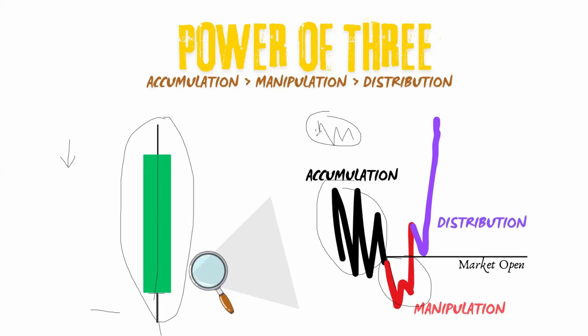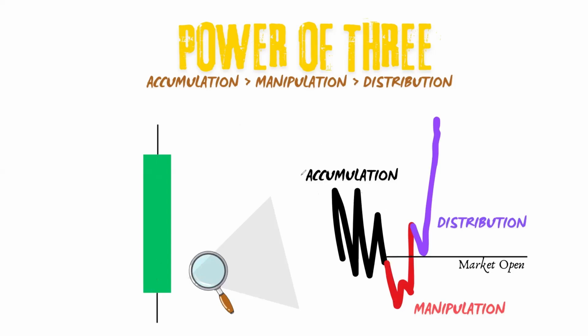You don't want to enter a trade as the market is consolidating, but you want it to consolidate first. So explaining it again, you want to see accumulation and the market go below the market open. If you are going to be buying, you want to see a protraction below the market open, which you know as manipulation, and then boom, this is where we make profit, distribution. And the reverse is the same for a bearish day if you want to be selling. All right, so let's go straight to the strategy.